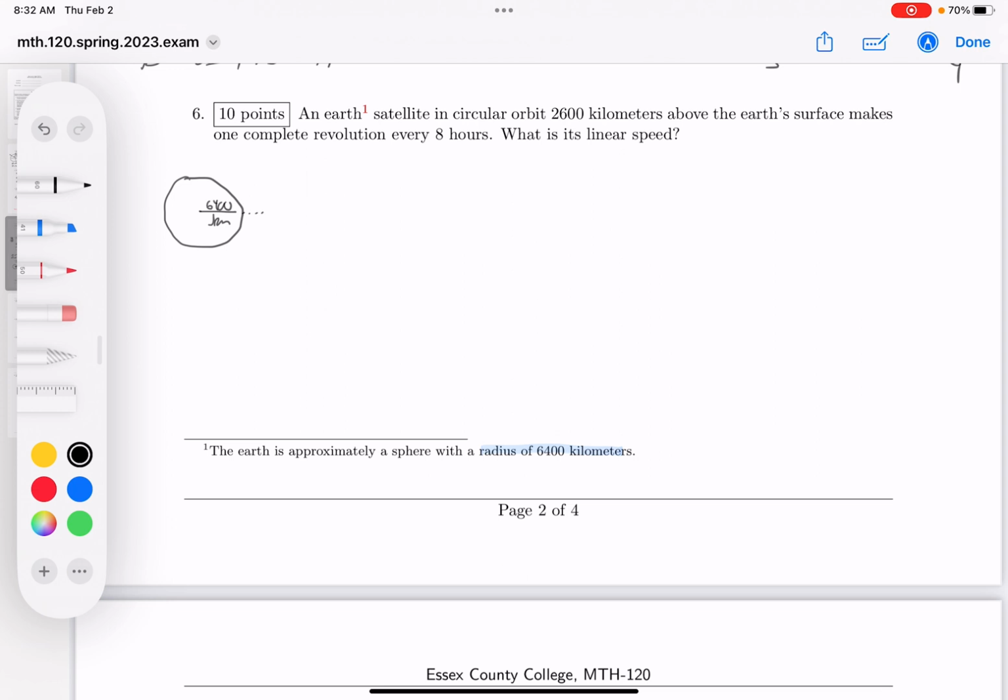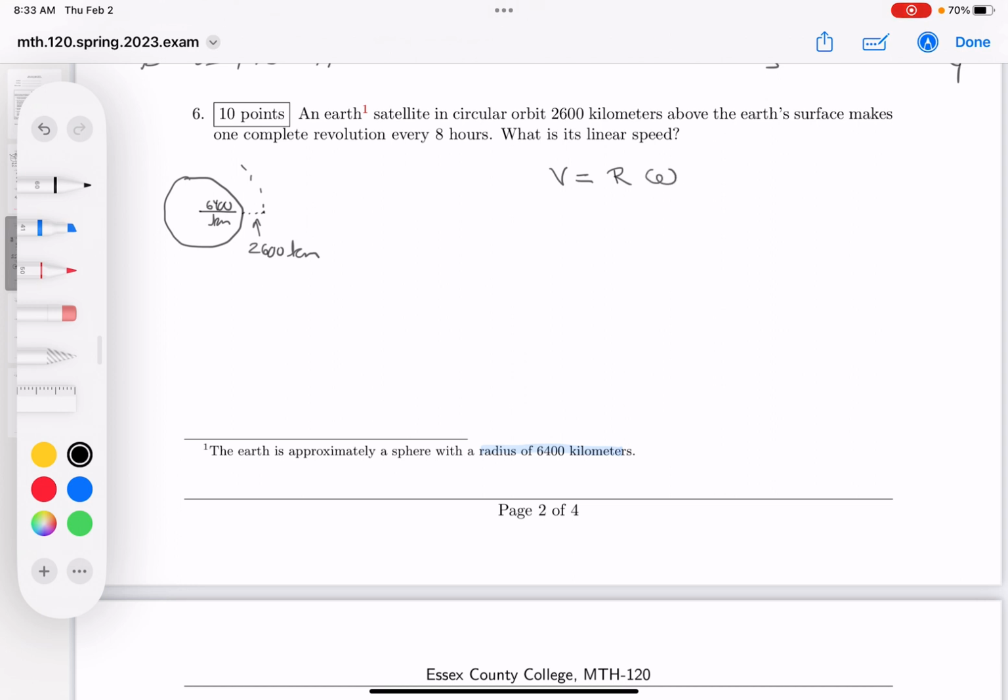But the satellite is above the Earth, and how much above the Earth? It's 2,600 kilometers above the Earth, and it's rotating around the Earth. All right. So what do they tell me? They tell me that they want to know something about linear speed. So I'm going to say linear speed v is equal to r omega.